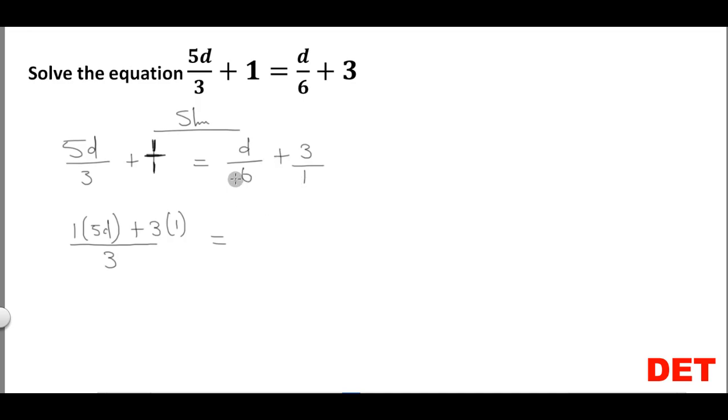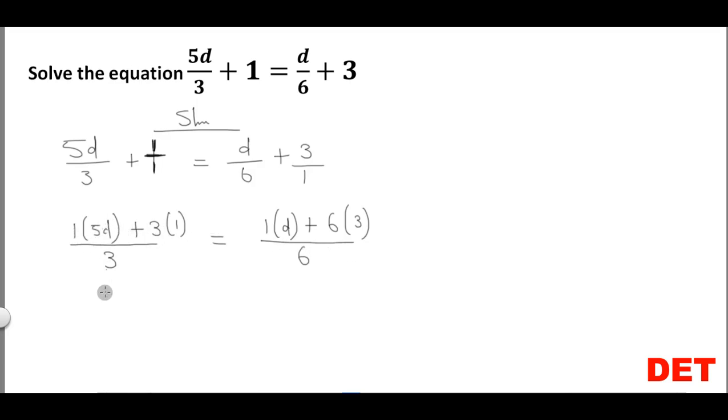So to resolve this fraction into a single fraction, the first thing I would do is look for the LCM of 6 and 1. So the LCM of 6 and 1 is 6. 6 divided by 6 will give me 1 times the numerator, which is d, plus 6 divided by 1 will give me 6 times the numerator, which is 3, bracket close. Alright, so the next thing I'm going to do is to open up the bracket.